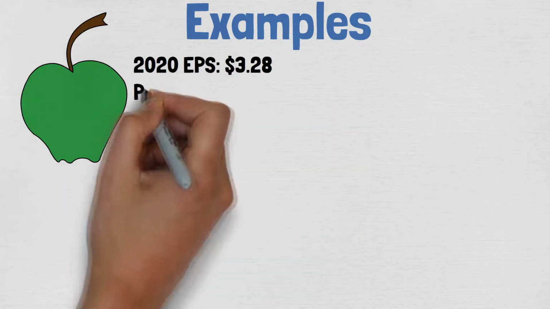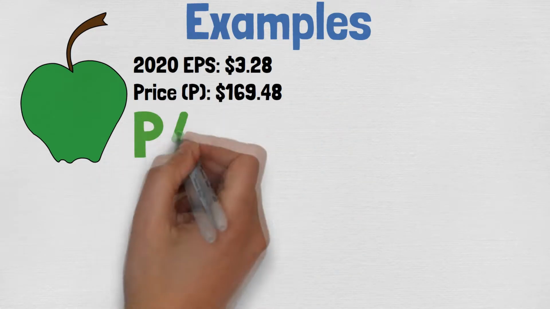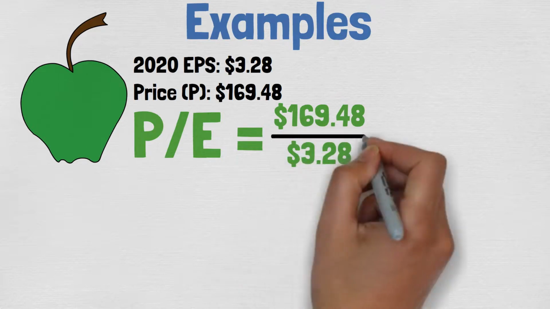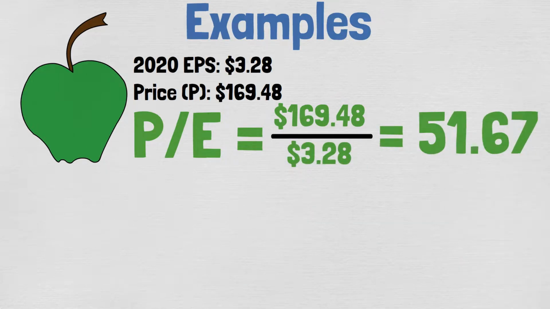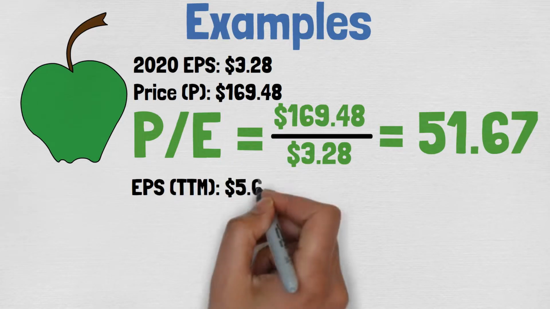So let's take a look at a couple of examples. In the last video, we calculated that Apple's 2020 EPS was $3.28. The price of the stock is currently $169.48, so the PE ratio is 51.67. For the trailing 12 months EPS, I am going to use the one from Yahoo Finance, which is 5.61.